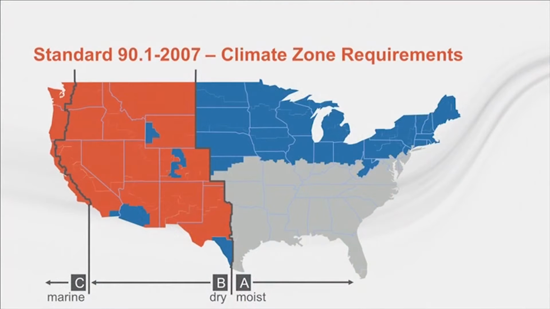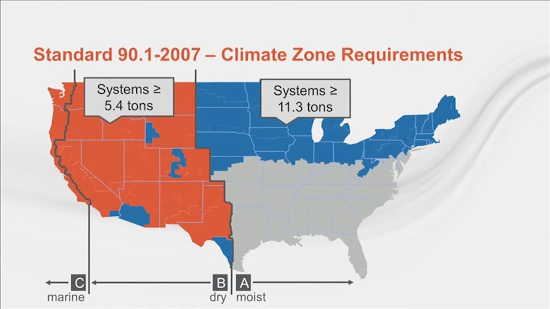This map comes from the 2007 version of 90.1 and shows where economizers are required given system sizes. Systems greater than or equal to 11.3 tons are required to have an economizer when installed in cool and moist climates. These climate zones are shown on the map in blue. Systems in warmer and drier climates, shown on the map in red, require economizers when the system capacity is greater than 5.4 tons. The southeastern United States, shown in gray, does not have an economizer requirement.